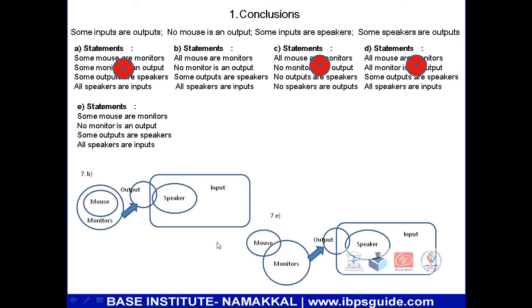Friends, we are going to compare the sentences in the conclusion with the sentences in the statements simultaneously. Here you can see the sentence some inputs are outputs, both statements will follow. But while considering the sentence no mouse is an output, in statement E we can't tell that the whole part of the mouse will not be linked with output. So the only choice will be B, that will be the answer. Considering the other sentences, some inputs are speakers and also some speakers are outputs, all the sentences will follow in statement B. So B will be the answer. We can move on to the next question.